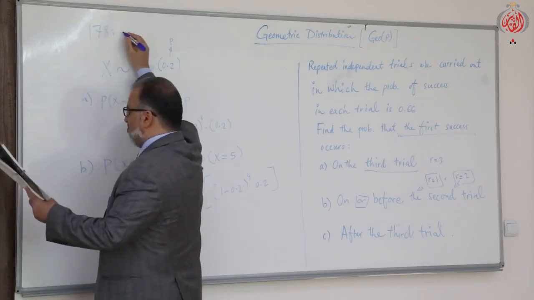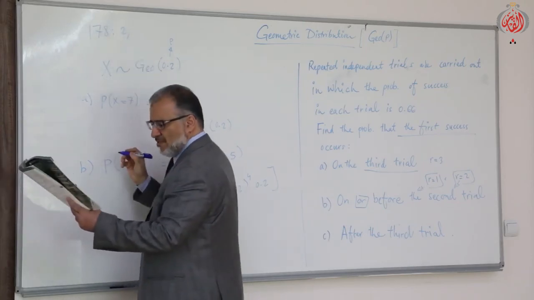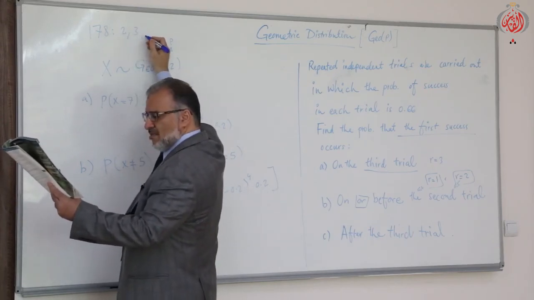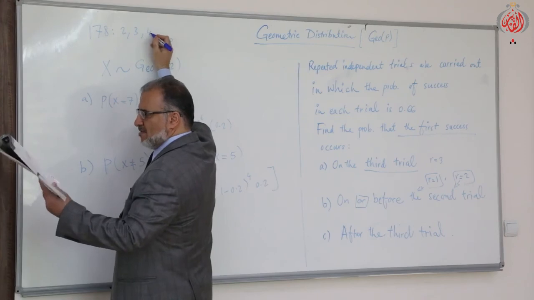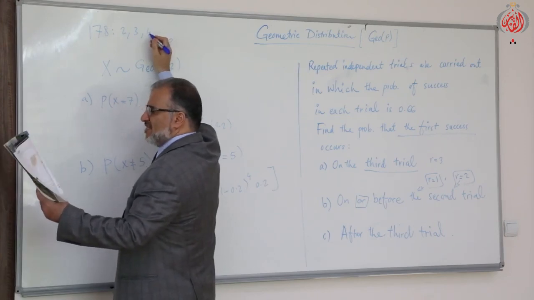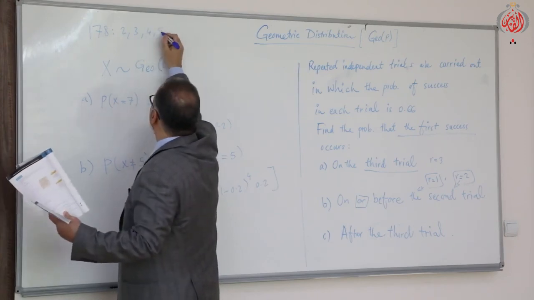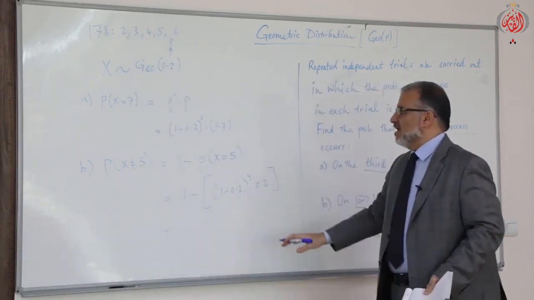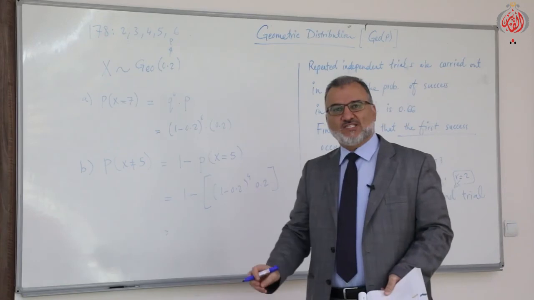You have to solve questions 2, 3, 4, 5, and 6. Okay? How to find the probability that the first success will appear.